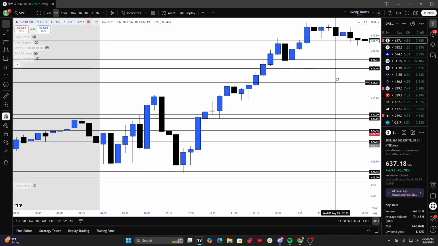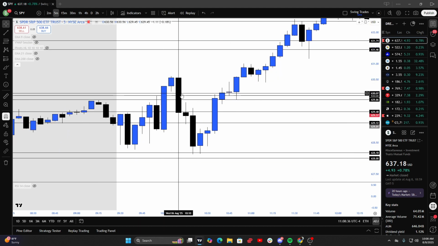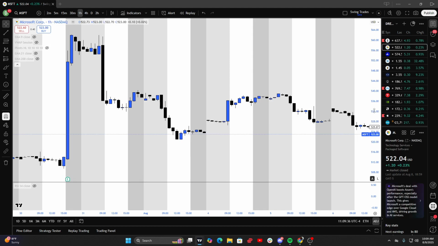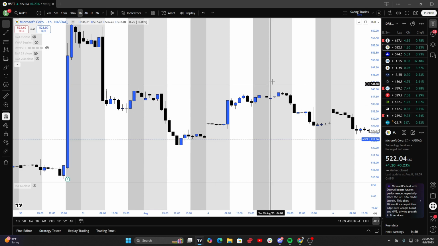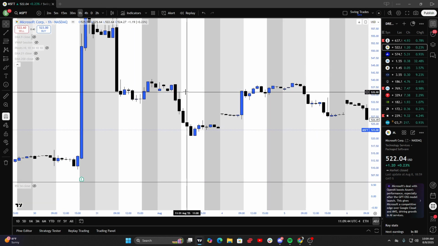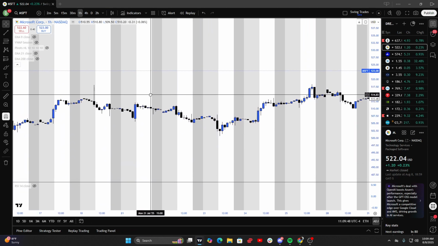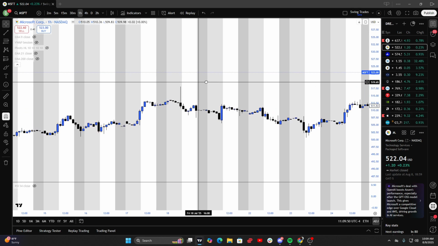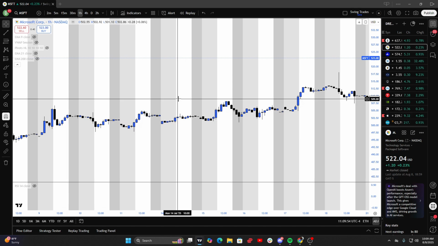Right here you see that this candle pretty much engulfed this candle and we made a move down. You can also see this bearish candle engulfed this candle. We made a move down. And I mean, there's so many more examples. I don't know if I'll be able to find them all, but let's see.